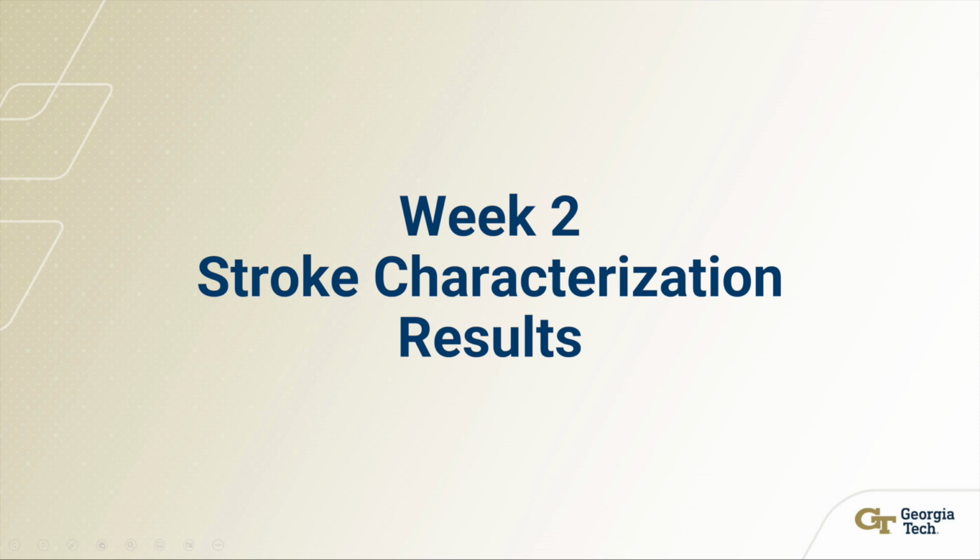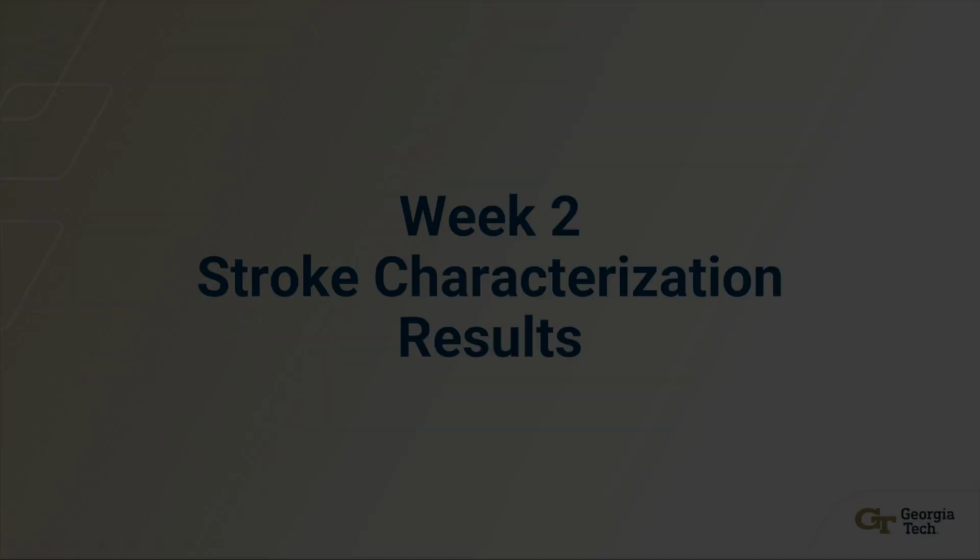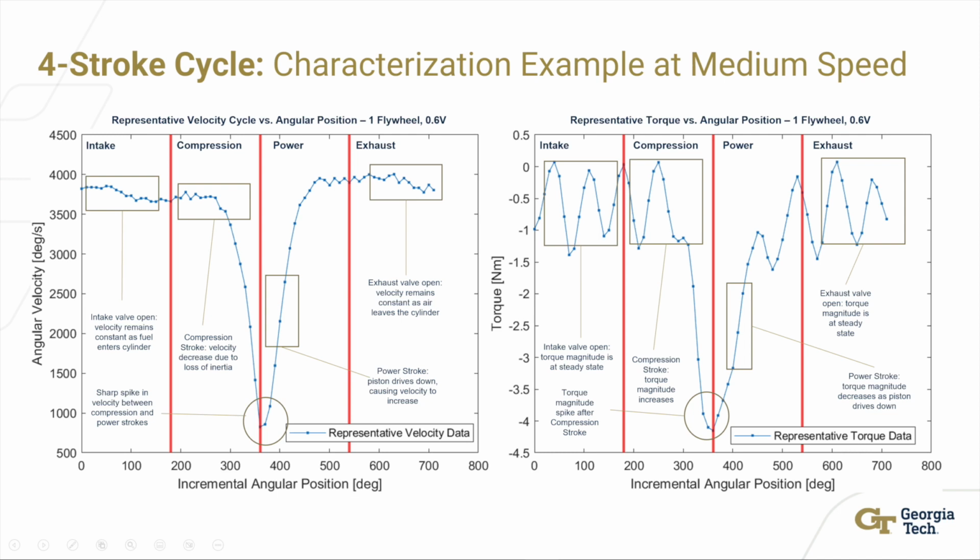Now we will present results from stroke characterization. Here we see the representative cycle for velocity and torque versus angular position. On the left, we can see that angular velocity decreases during compression and increases during the power stroke. On the right, we can see that a dip in torque at the end of the compression stroke is caused by energy being exchanged between the flywheel and the air, lessening the impact on the motor. Each stroke corresponds to 180 degrees in the cycle, starting with intake, then compression, then power, then exhaust.